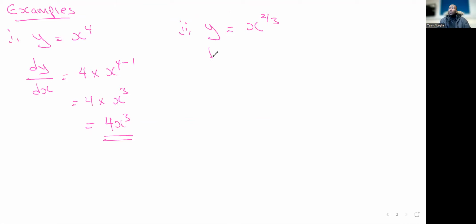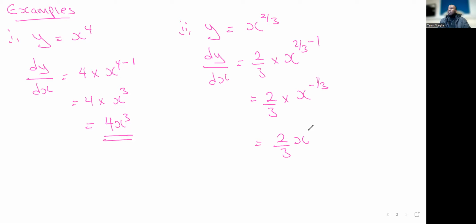So we differentiate. dy over dx will be equal to, you bring the power down, it's 2 over 3 multiplied by x to the power 2 over 3. Then you subtract 1 from this. Are you seeing it? Then you simplify. It's going to give us 2 over 3 multiplied by x. 2 over 3 minus 1 will give us minus 1 over 3 if you press your calculator. Then you multiply to simplify to give you 2 over 3 x to the power minus 1 over what? 3.